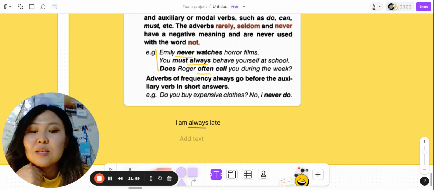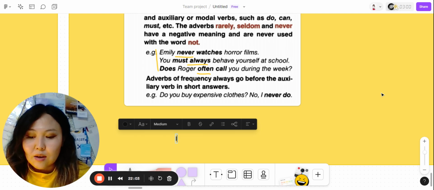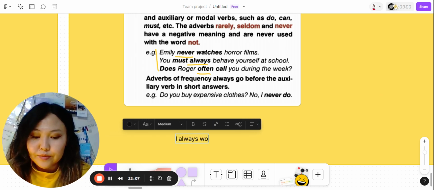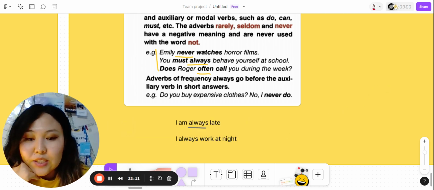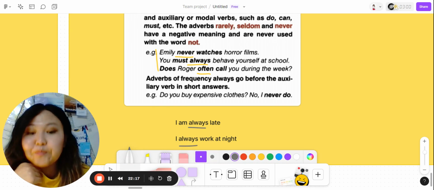But if it's just a simple sentence with an action verb, it will be something else. I always work at night. Yeah, this is true. And you can see that we are placing always before our main verb.